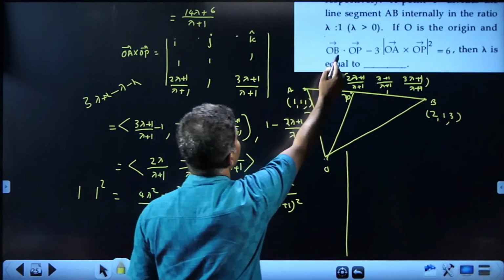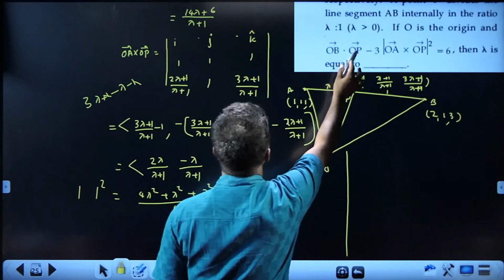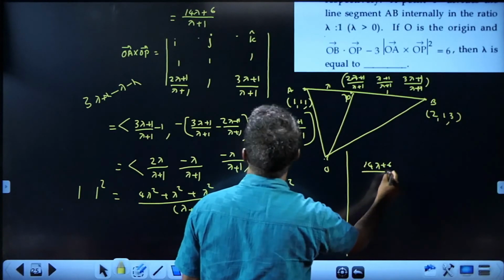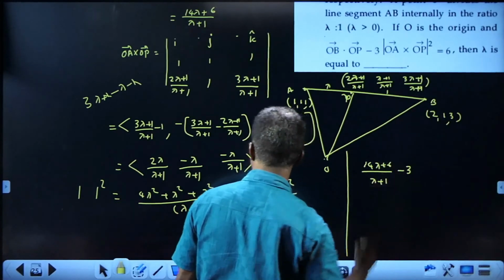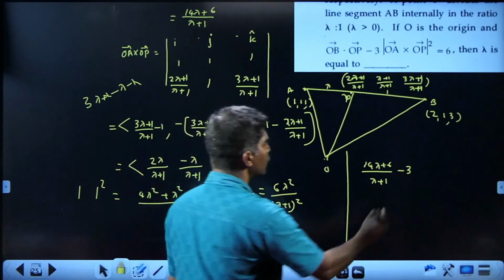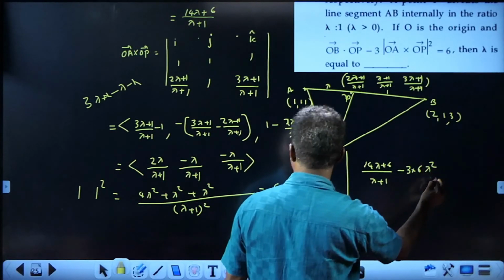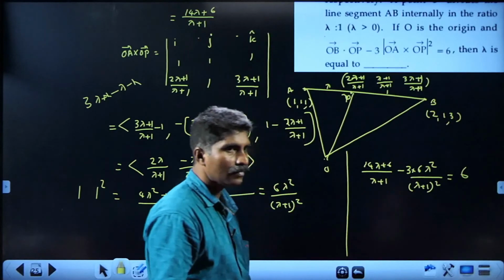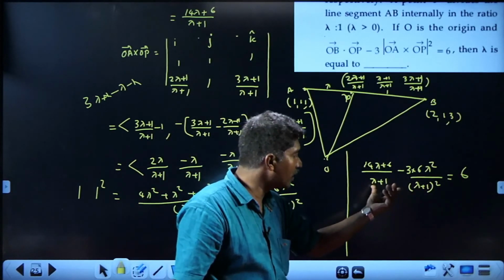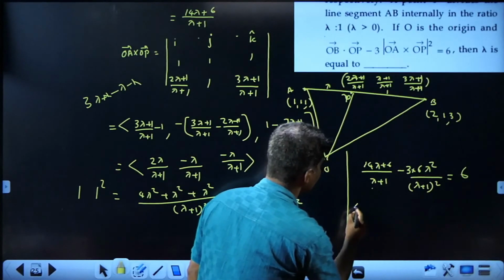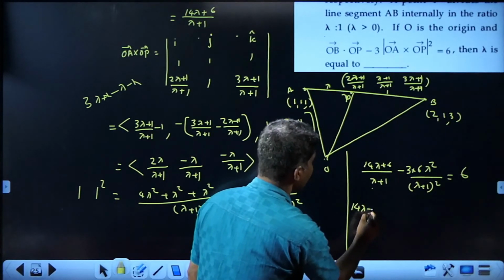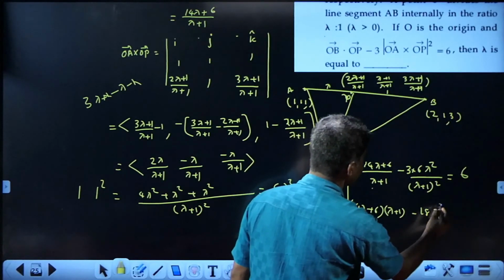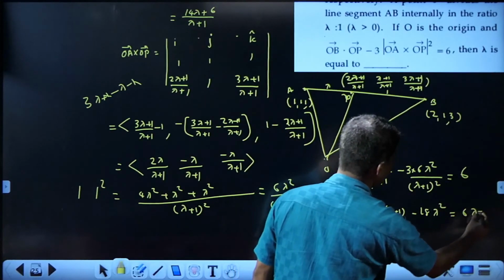How will you substitute? First one it is this one, OB dot OP. You are getting it. What is it? 14 lambda plus 6 divided by lambda plus 1 minus 3 times this one, 3 times 6 lambda square divided by lambda plus 1 the whole square, that is equal to 6, given. Again we have to multiply with lambda plus 1, the common denominator. So we will be writing it as 14 lambda plus 6 into lambda plus 1 minus 18 lambda square, that is equal to 6 into lambda plus 1 the whole square.